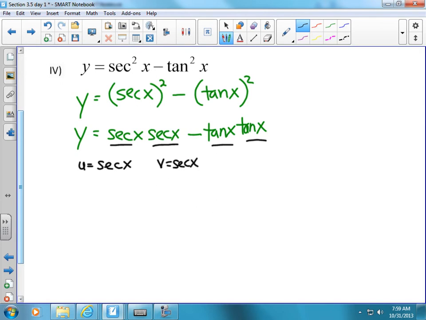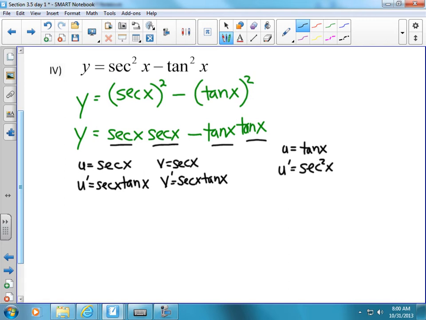Okay, so the derivative of secant is secant tangent. The derivative here is secant tangent. Okay, so we've got that. Now for our second product rule, we're going to take u as tangent. And u prime is going to be secant squared. And we're going to repeat that for v. Our second v equals tangent and secant squared for the derivative.